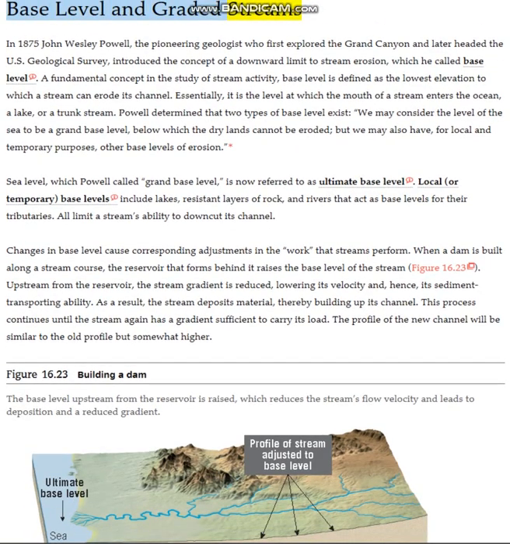Base level and graded streams. In 1875, John Wesley Powell, the pioneering geologist who first explored the Grand Canyon and later headed the U.S. Geological Survey, introduced the concept of a downward limit to stream erosion, which he called base level. A fundamental concept in the study of stream activity, base level is defined as the lowest elevation to which a stream can erode its channel.